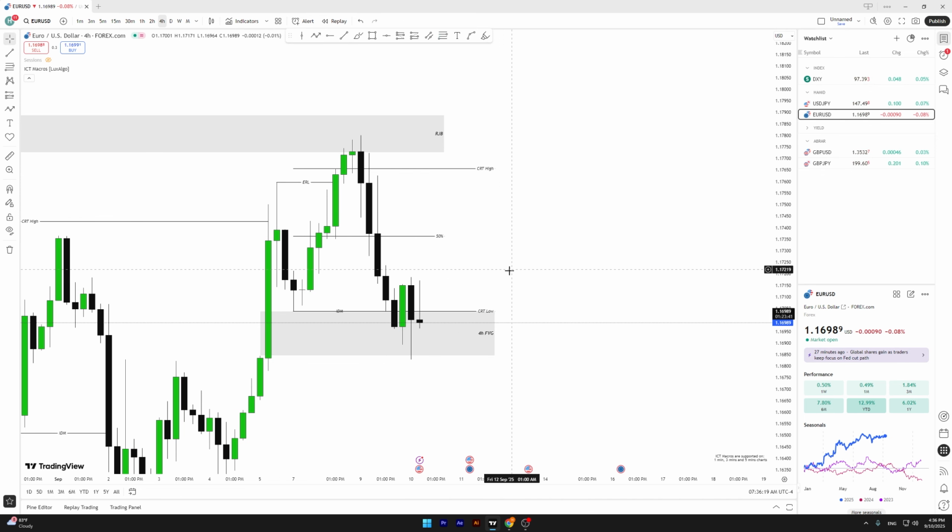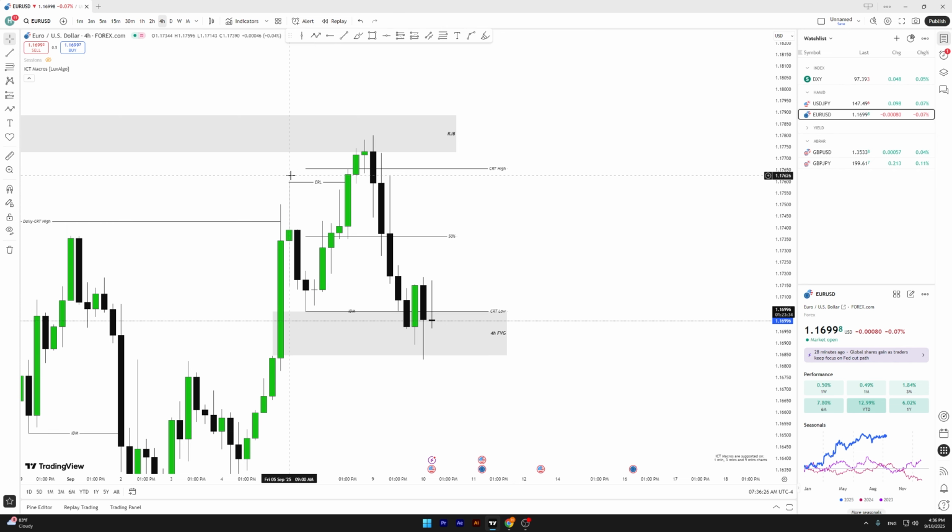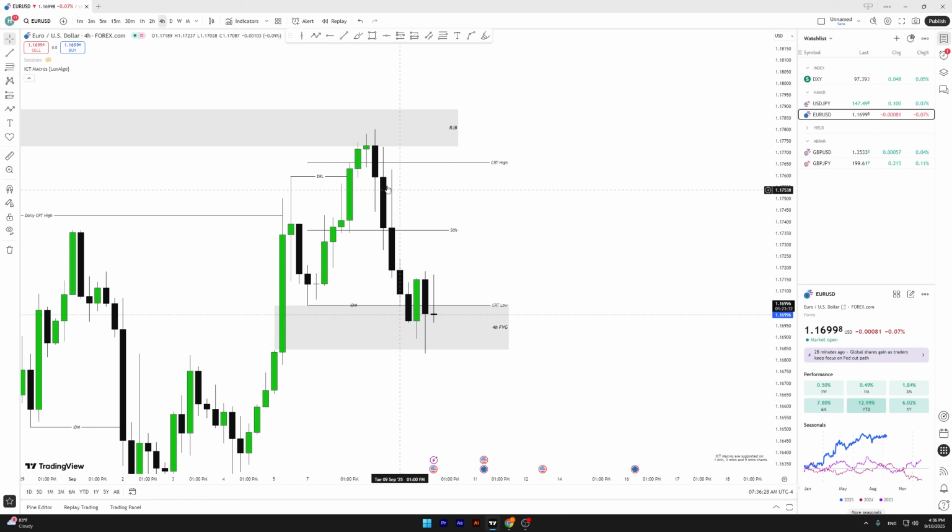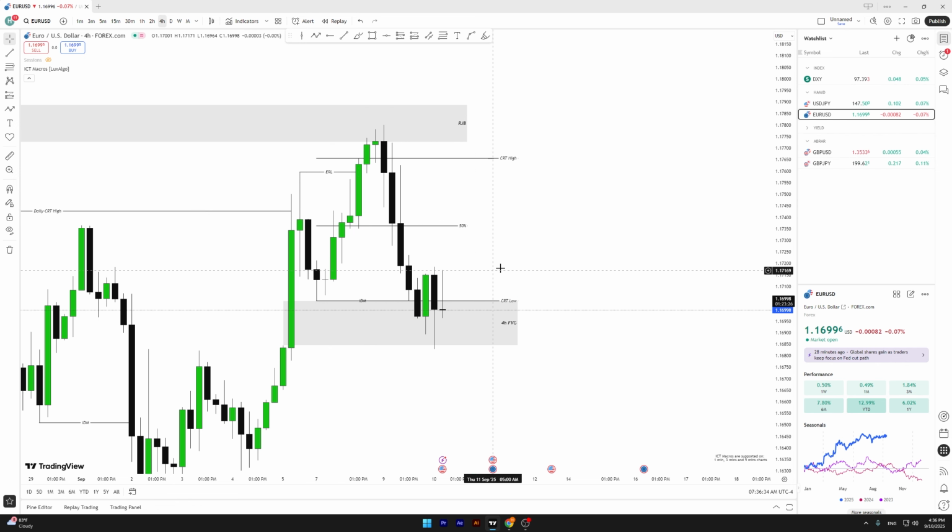Internal liquidity is in the form of FEG, order blocks and swings, internal swings, and external liquidity is the outer swing or the main swing. So this was the external liquidity, and this was internal liquidity, and this was internal liquidity.